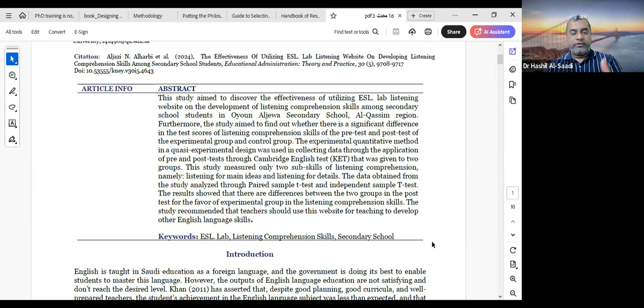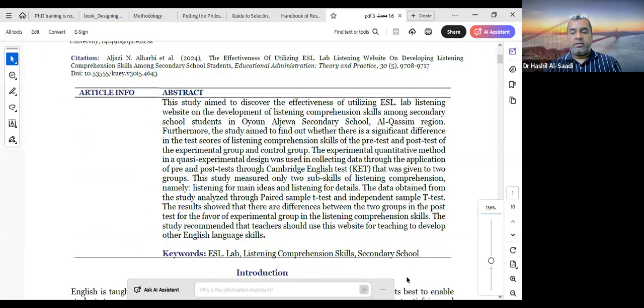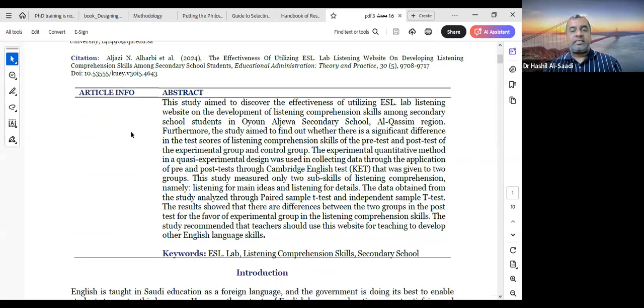We will go over the paper, of course, but I just want to make it larger so you can see it. So let's look at the abstract, and we can see the methodology used in the abstract. It says that this study aimed to discover the effectiveness of utilizing ESL lab listening website on development of listening comprehension skills among secondary school students in Aoun Al-Jawa Secondary School in Al-Qasim region in Saudi Arabia, of course.